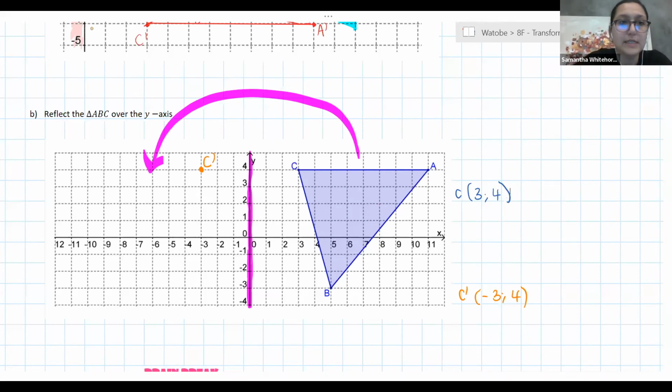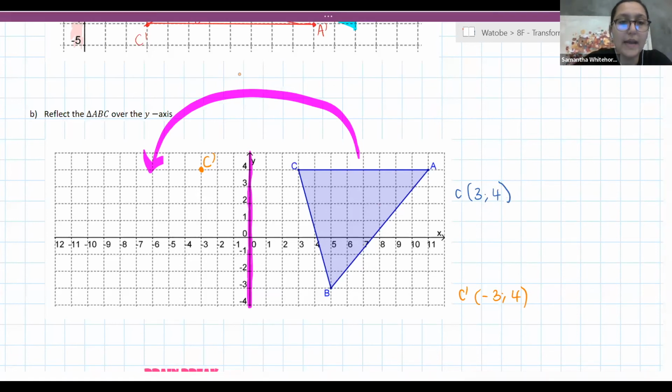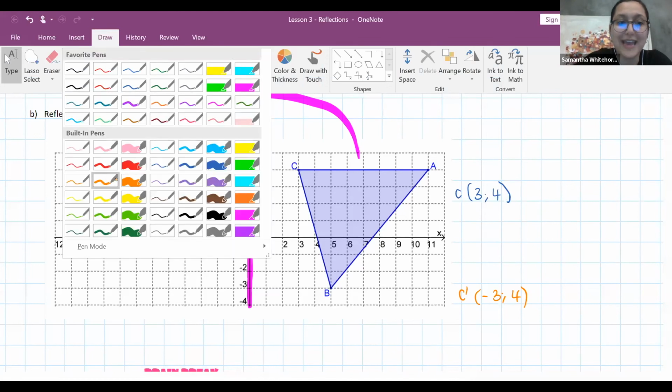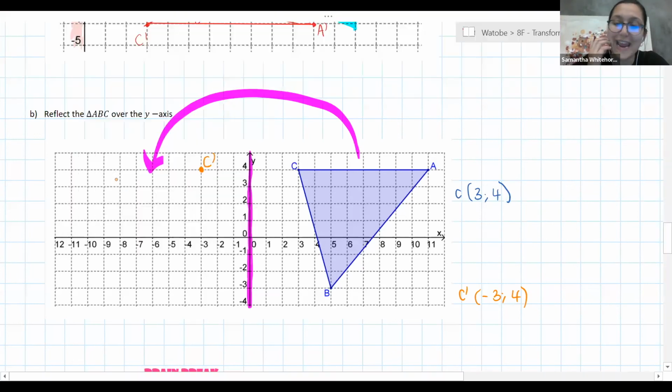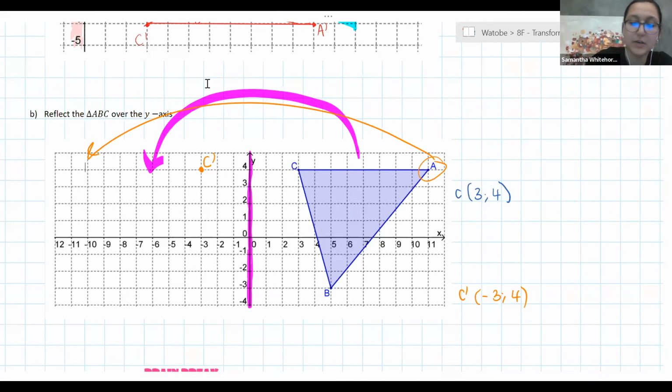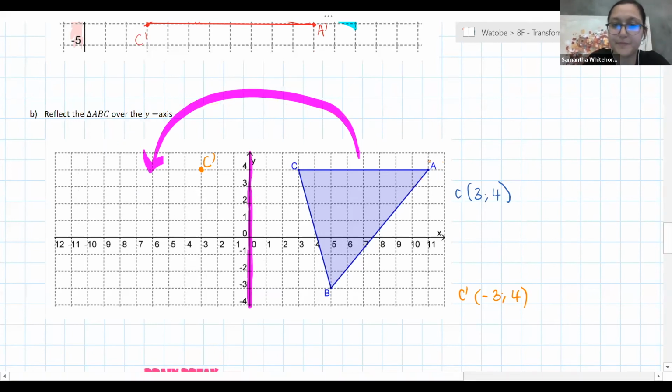Okay, does someone want to tell me where the new coordinate of A is going to end up? So where A dash is going to be if I'm taking A and reflecting it over the y-axis. Okay, Mbali, do you want to tell me? Ma'am, it's going to be 4, 11. Sorry, say that again, I missed the first part. Ma'am, it will be 4, 11.